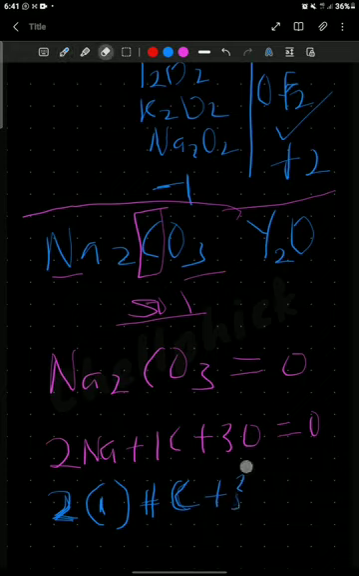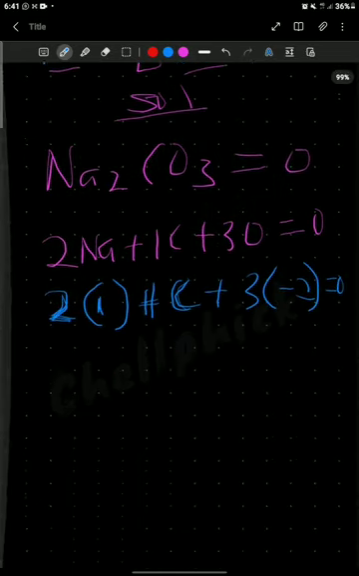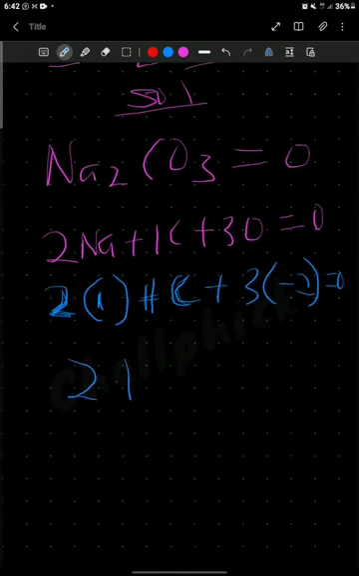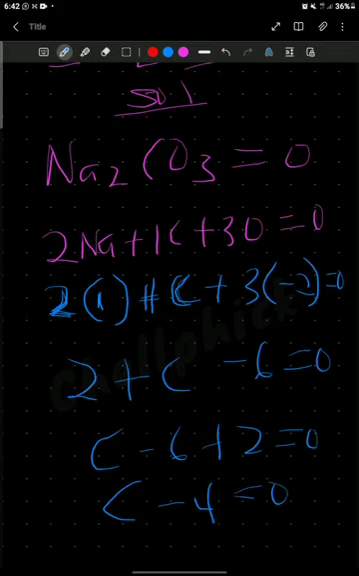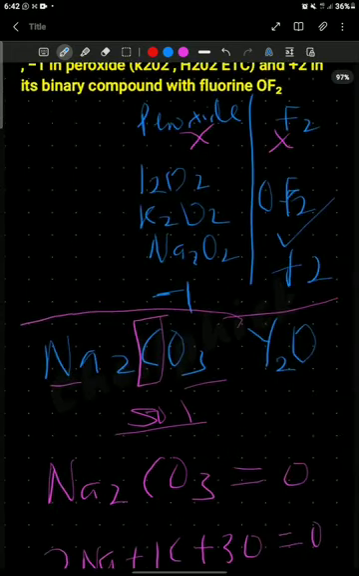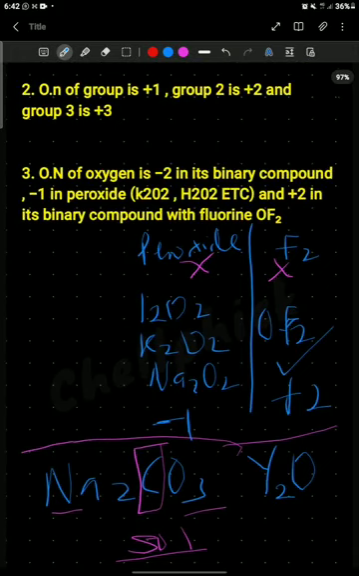So 3. Here we have 3. So plus 3 times oxygen, which is -2. Everything is equal to 0. So from here, 2 times 1 is 2, plus carbon, plus -6. Everything is equal to 0. So carbon - 6 plus 2 is equal to 0. Carbon - 4 is equal to 0. Carbon is equal to 4, but you will write +4. So it means that the oxidation number of carbon is +4.